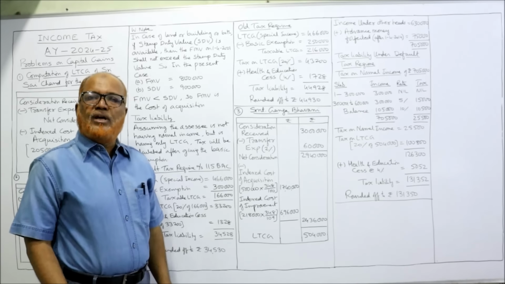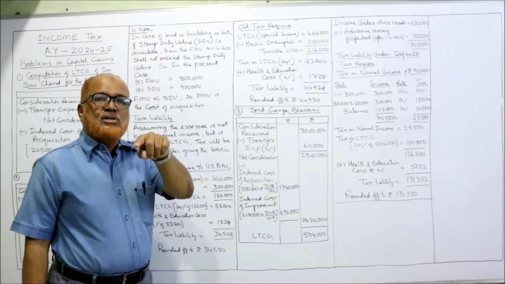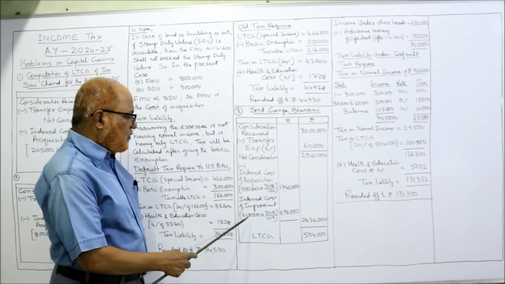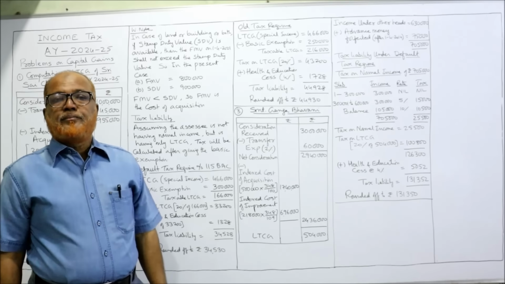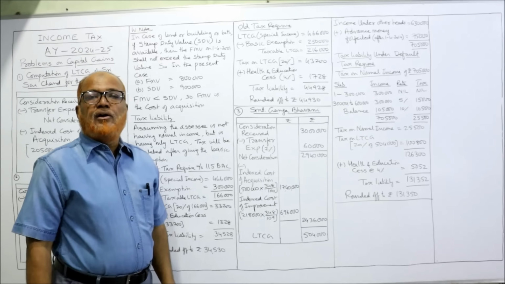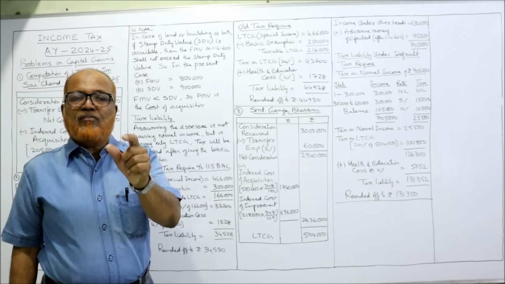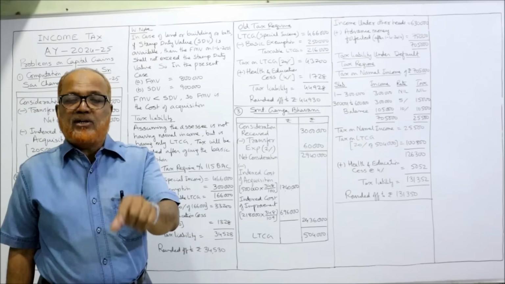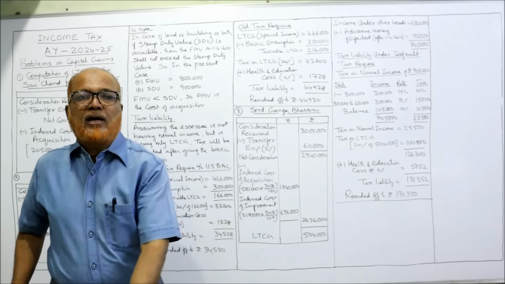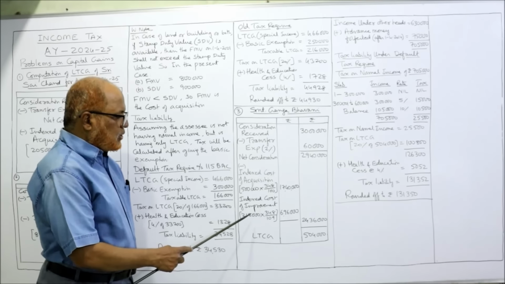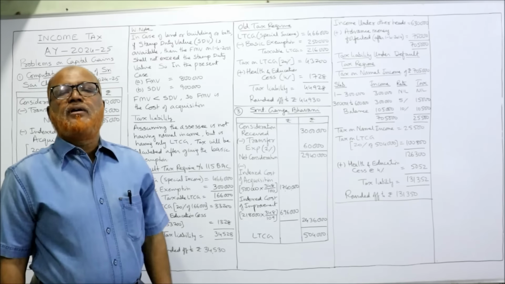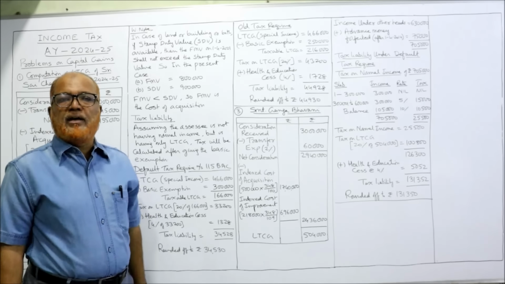Now, indexed cost of improvement. During the year 2003-2004, she added 2 more rooms by incurring 2,18,000. Again, indexing 348 divided by 109. 109 is the index number for the year 2003-2004 given in the problem. So 2,18,000 into 348 by 109, 6,96,000. This is the indexed cost of improvement.